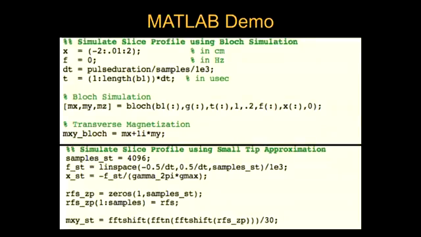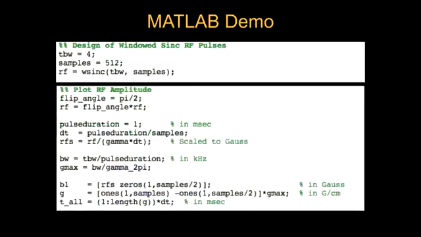That's pretty much it. The important thing is what your slice thickness will be. Slice thickness is this multiplied by Gmax. Gmax is BW divided by gamma over 2 pi, which is the calculation that we just did before. For a time bandwidth product of 4 and 1 millisecond, the Gmax will be around 0.9 Gauss per centimeter. So your slice thickness will be around 1 centimeter.